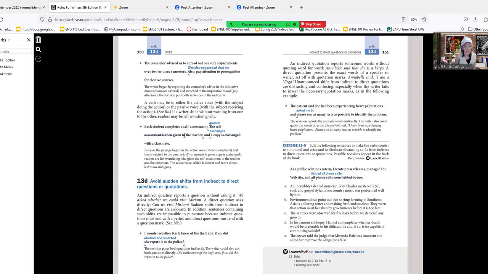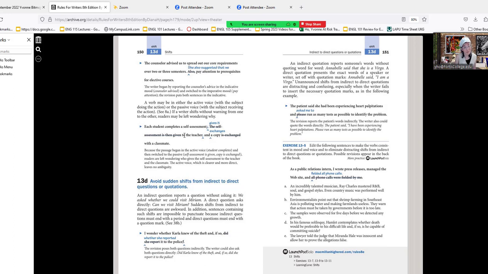So because the passage began in the active voice and then switched, basically if you start in the active voice, then all of the verbs will be in the active voice. If you start your verbs in the passive voice, then all your verbs are going to be in the passive voice. If you start all your verbs in the present tense, all the verbs should be in the present tense. If you start all your verbs in past tense, it should all be in the past tense. Basically, you need to be consistent in whatever you do.